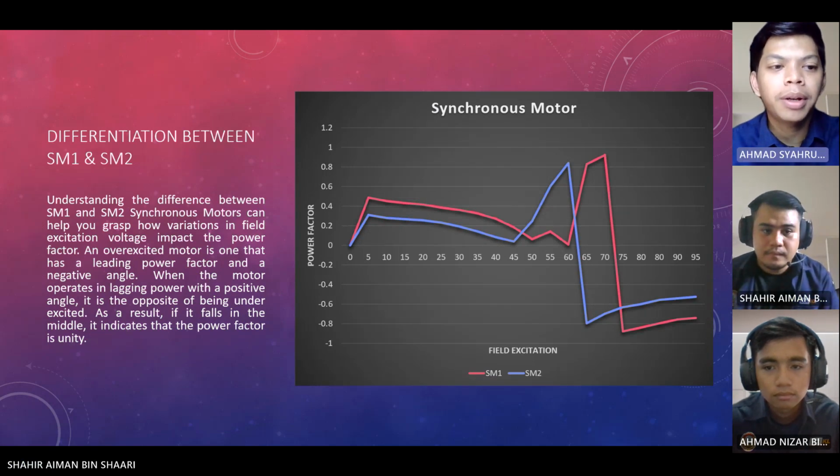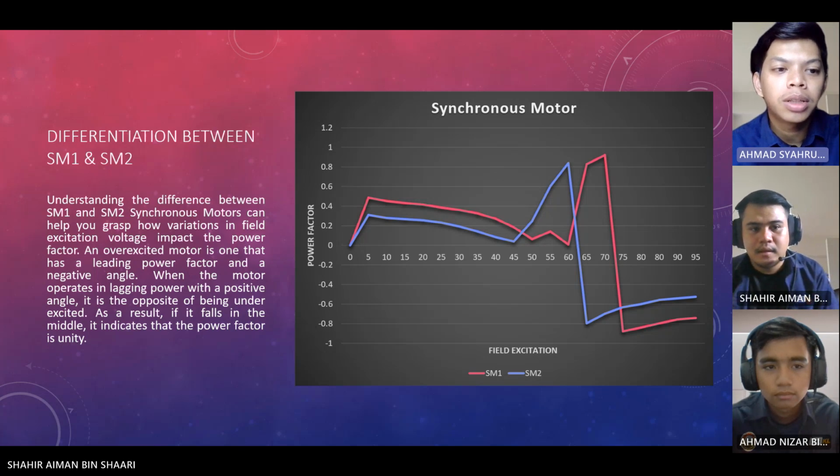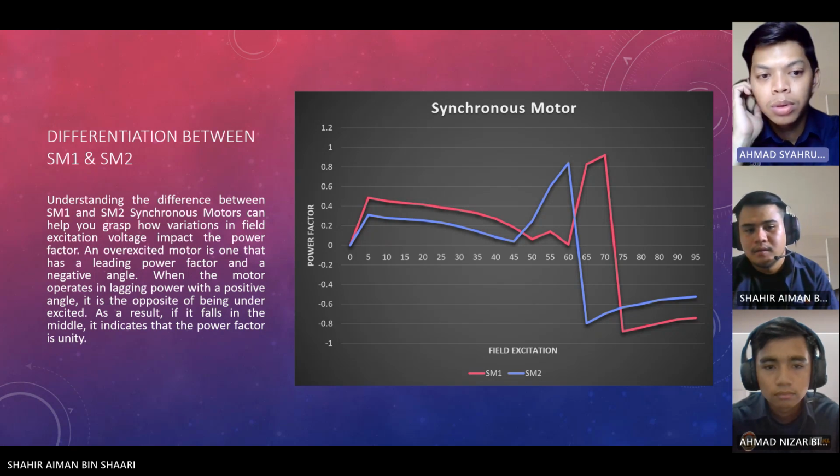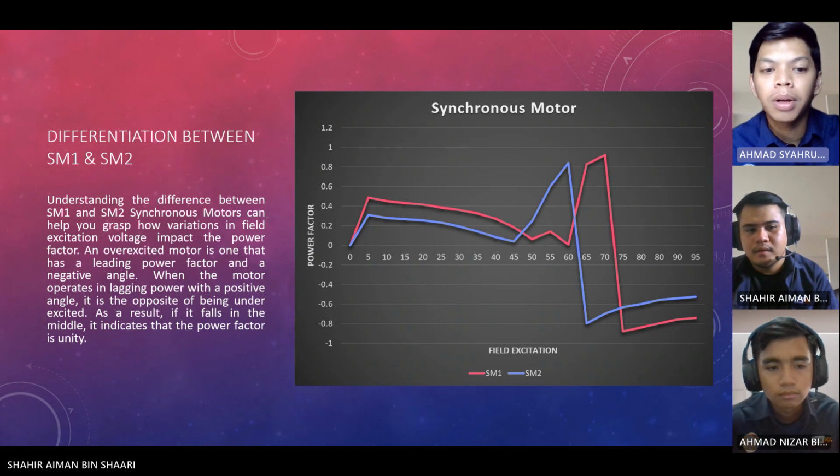Okay, thank you, Syahir Aiman. For the differentiation between SM1 and SM2, understanding the difference between SM1 and SM2 synchronous motors can help you grasp how variations in field excitation voltage impact the power factor. An overexcited motor is one that has a leading power factor and a negative angle. When the motor operates in lagging power with a positive angle, it is the opposite, being under excited. As a result, if it falls in the middle, it indicates that the power factor is unity.